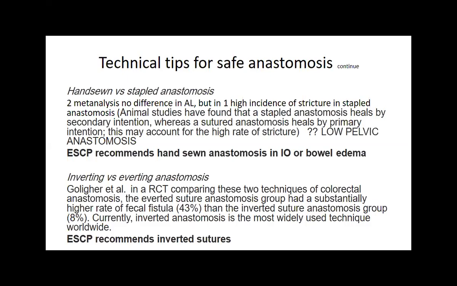Okay. Inverting or everting suture: there's evidence that leak is lower with inverting suture. The risk is about 8% in inverting suture versus 43% in everted suture, so you need to invert the mucosa inside, not invert it to the outside.